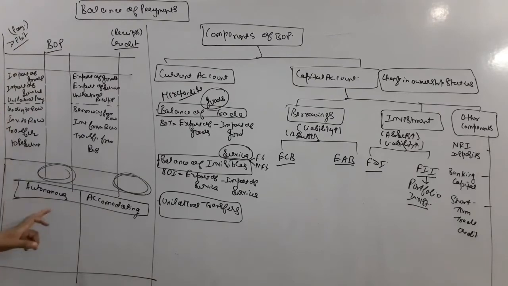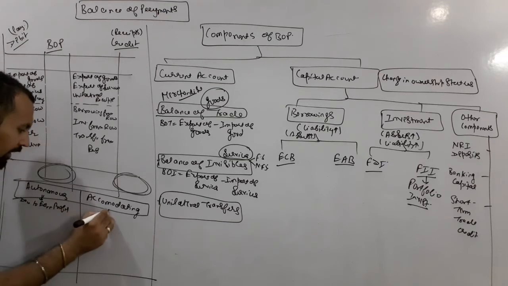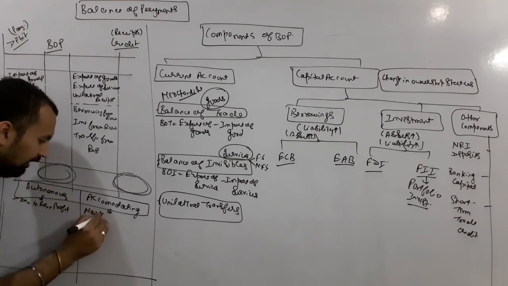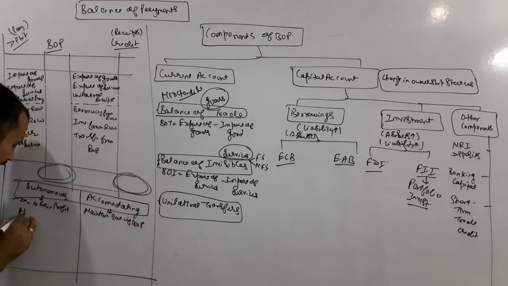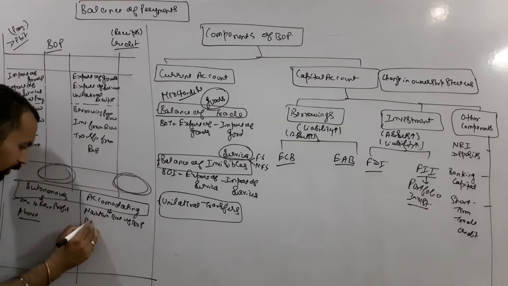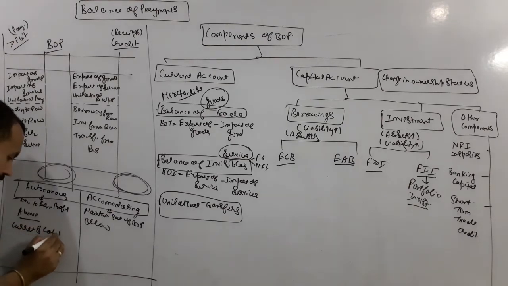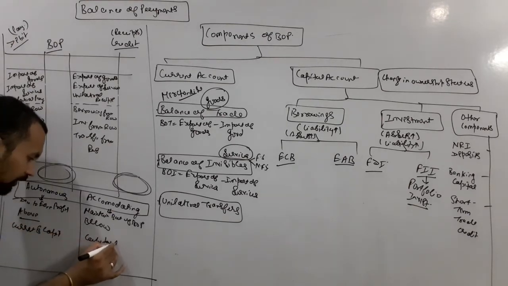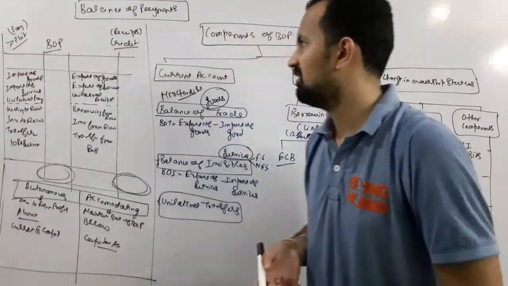Now the next heading is autonomous account and accommodating transaction. Autonomous transactions means the transactions that were mainly done to earn profit. Accommodative transactions means transactions to maintain the balance of BOP. This is also known as above the line items. This is also known as below the line items. It involves current account and capital account both. It includes capital account only. So these were the situations of the BOP, that is one is the current account and one is the capital account.